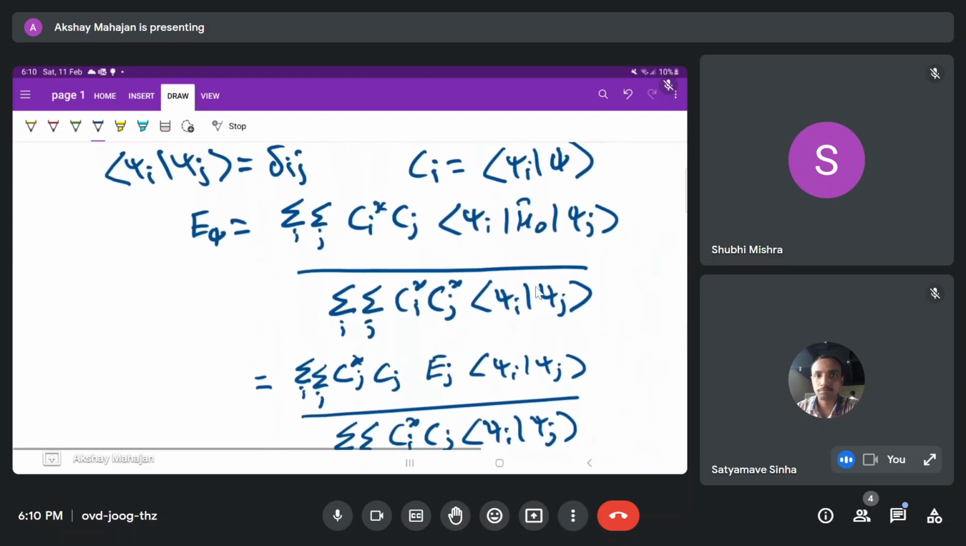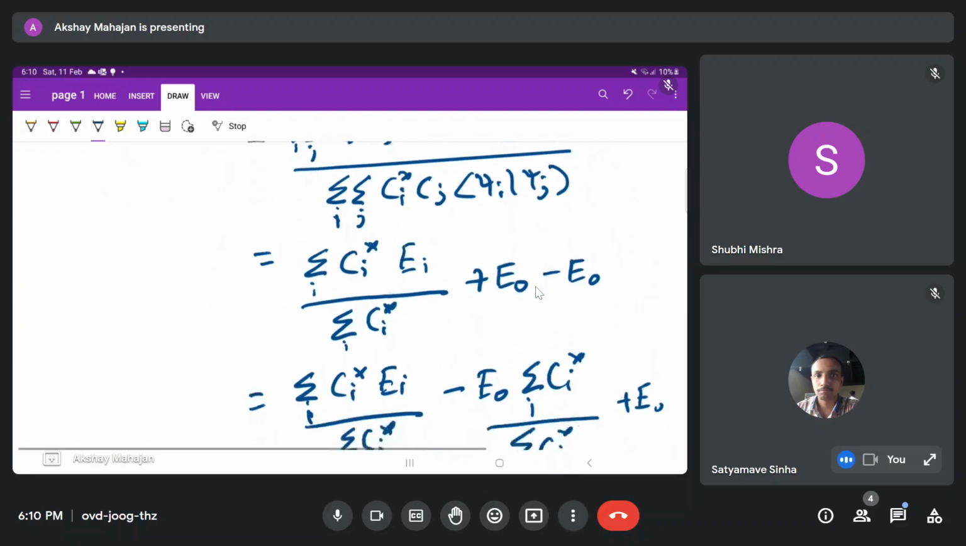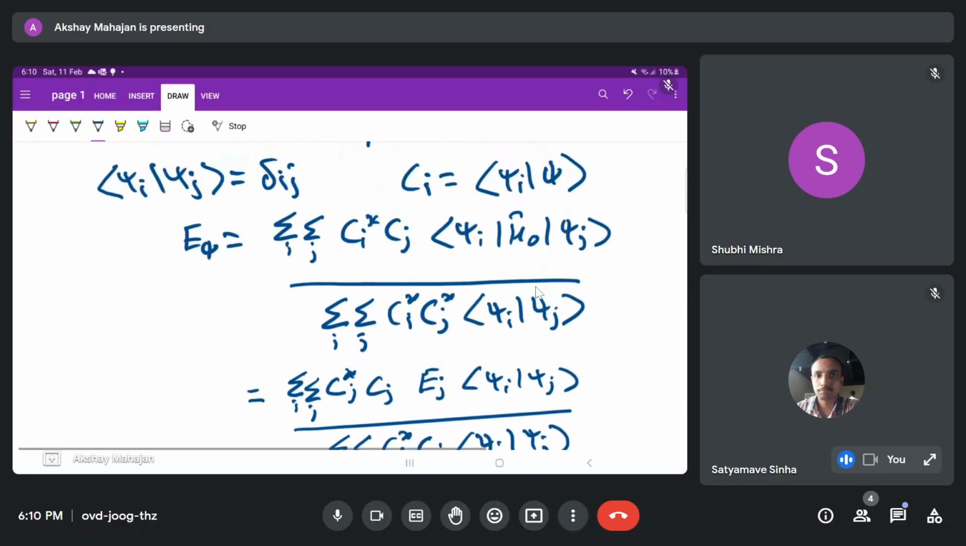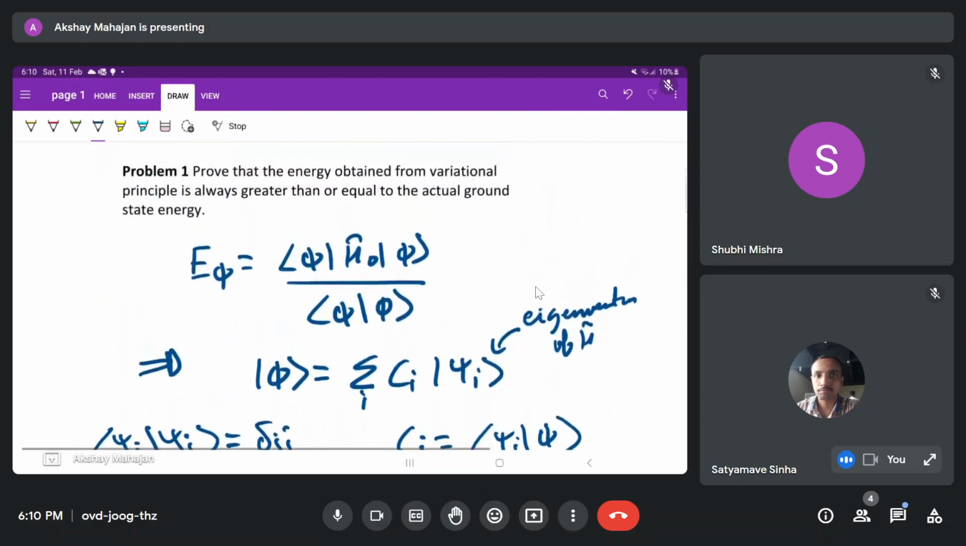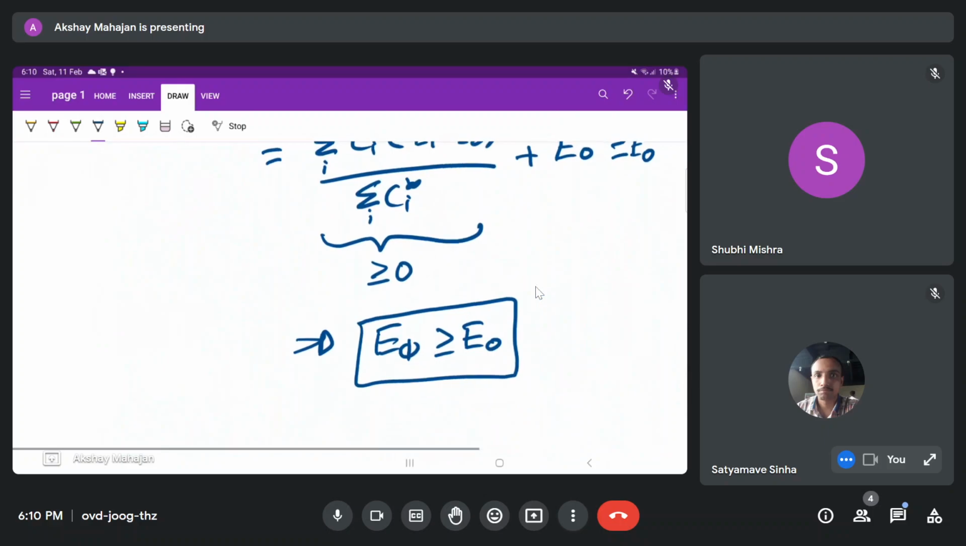So this was done in the class, but I guess you can keep the denominator also. You don't have to assume your wave function phi is normalized; even if it is not normalized, we can do this. So this is just a similar solution.